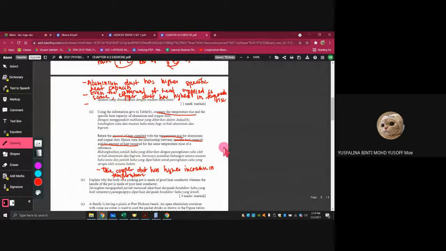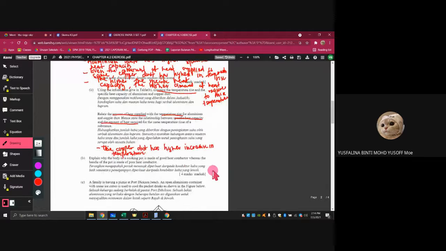So this is another one. The higher the specific heat capacity, the higher the amount of heat required to raise the temperature. Okay, so that's the answer.